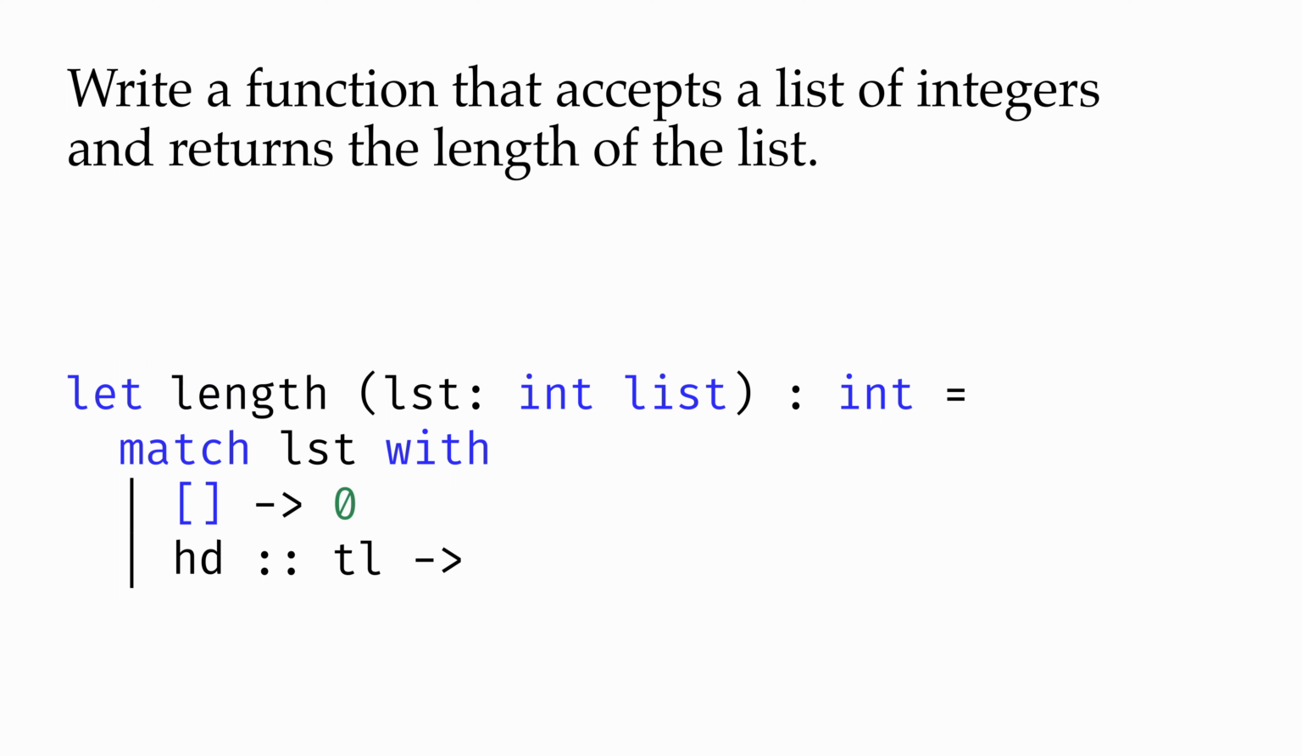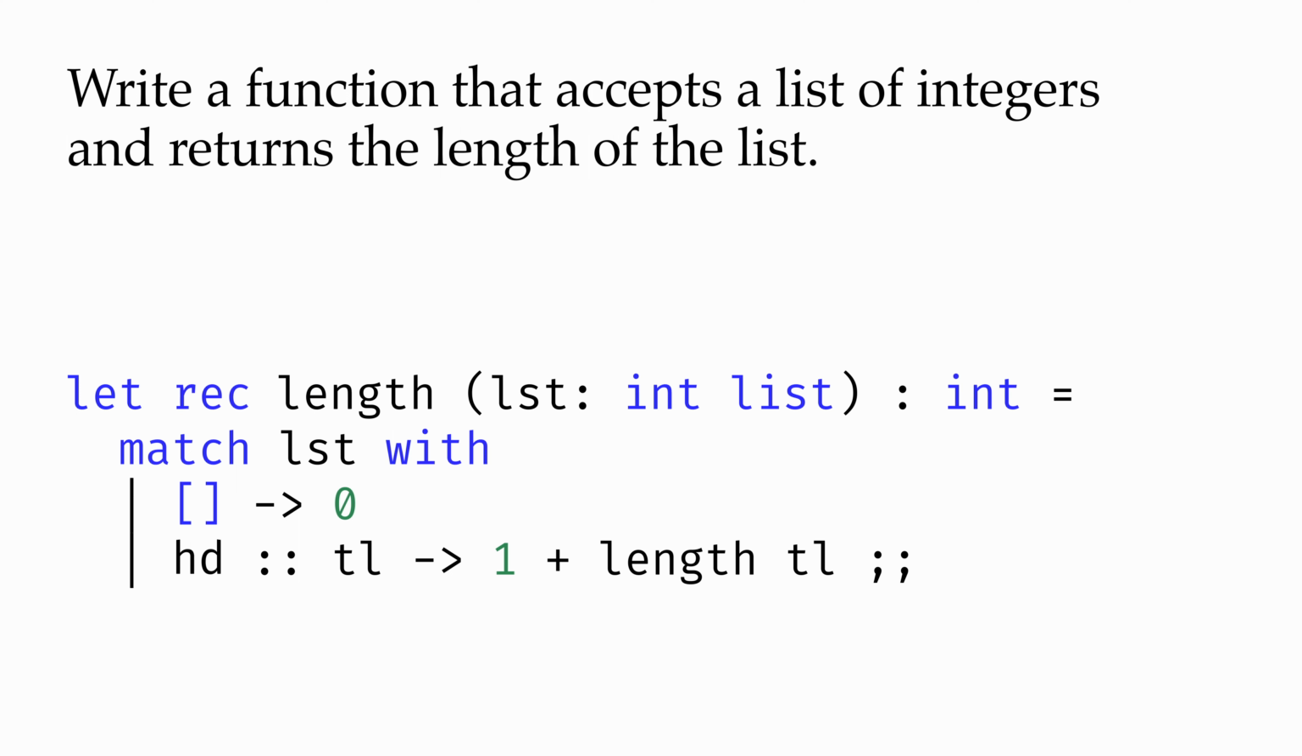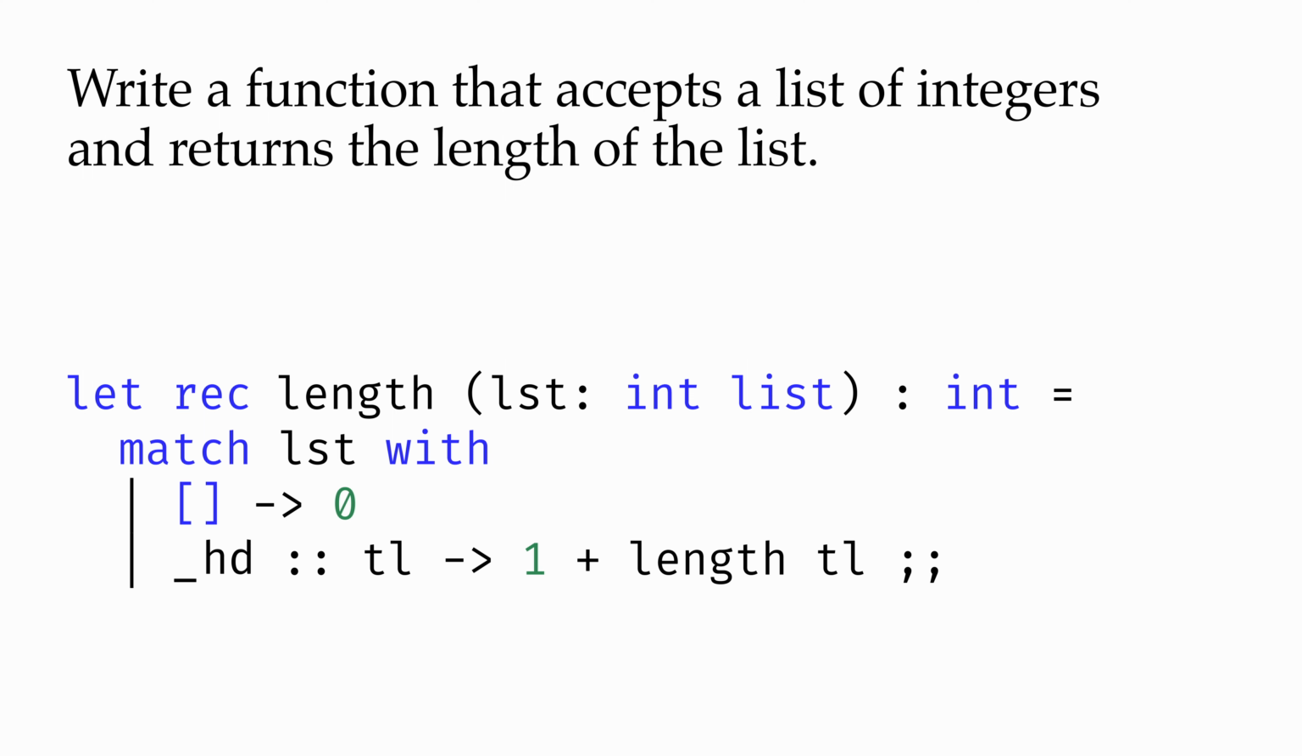And in general, the length of this list is going to be one more than whatever the length of the tail is. But how could we calculate the length of the tail? Well, that's what the length function is supposed to do. So we can use recursion to recursively call the length function on the tail, adding 1 to the result. We'll also need to add a rec keyword to the function to indicate that it's recursive, and we can make the head argument anonymous since we don't use it.